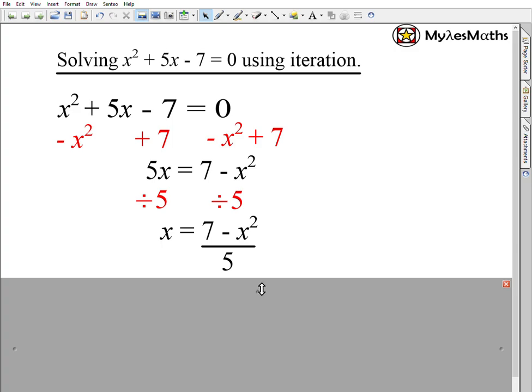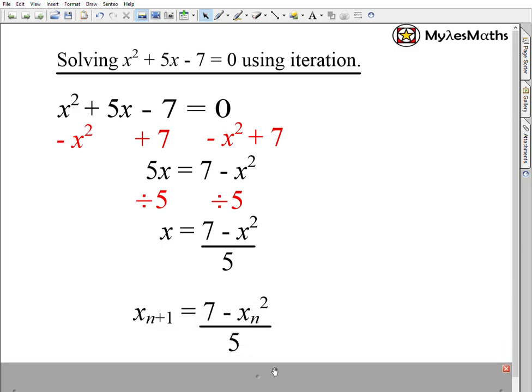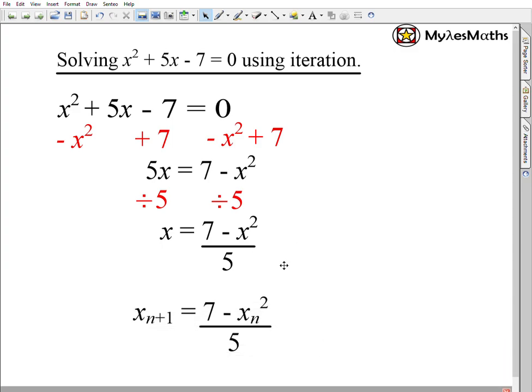However, an iterative formula relies on us picking a value for x here and using that in that formula to generate a new value for x, which we then use back here to generate another new value of x, which we then use back here to generate another new value of x. We call the initial value of x that we use x0. x0 will produce x1 and so on.